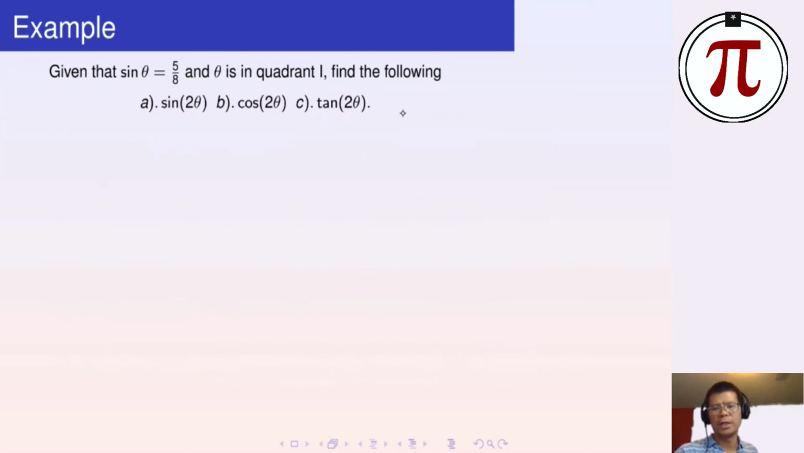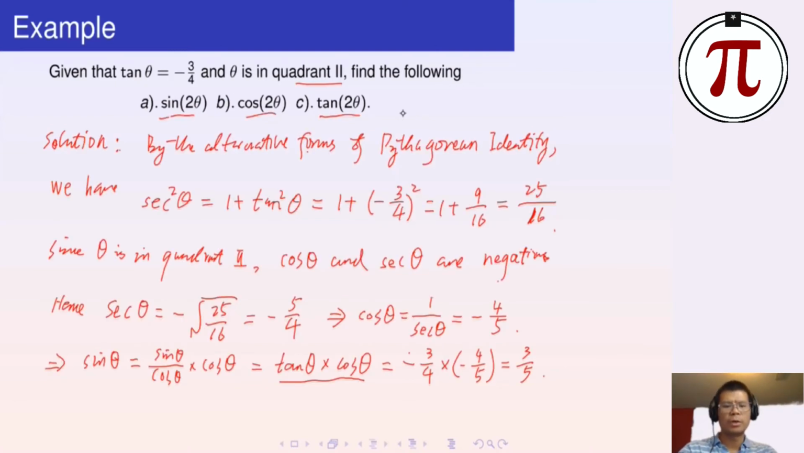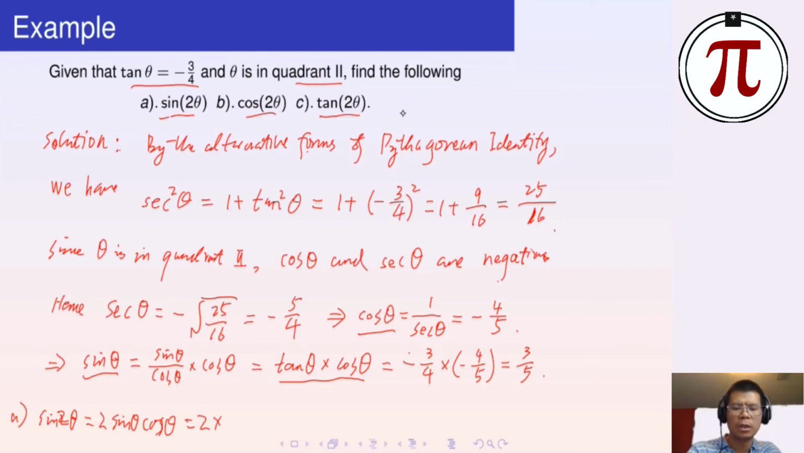Now, everything is ready to solve parts A, B, and C. Because we already have found sine theta, cosine theta, and tangent theta is given, everything will be easy to solve, right? So A, sine 2 theta using the double angle formula, equals 2 sine theta cosine theta, right? Equals 2 times 3 over 5 times negative 4 over 5. This one equals negative 24 over 25. Yes? Now this is, of course, A. Very simple, right? It's just plugging into the formula after we found this.